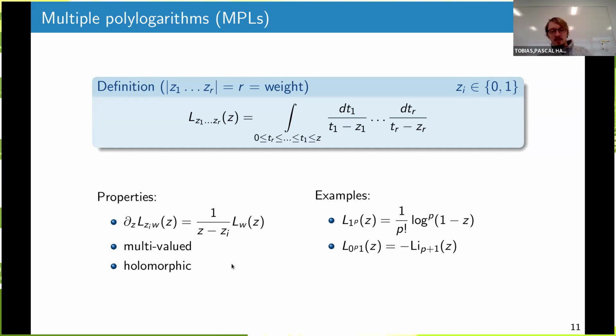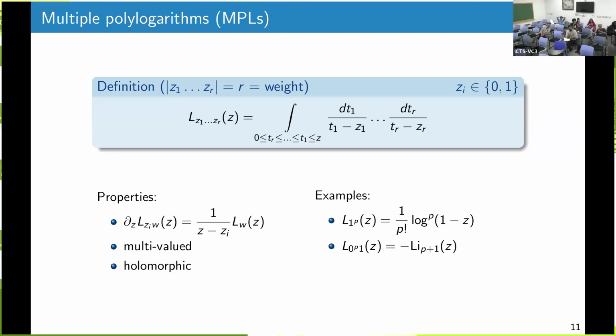So they are multivalued and holomorphic. For example, if all the letters in the word are 1, we get a power of the usual logarithms. And if we take a bunch of zeros and then a 1, we get the classical polylogarithms, and so on. So these are generalizations of the classical polylogarithms. And obviously, the logarithm is multivalued.